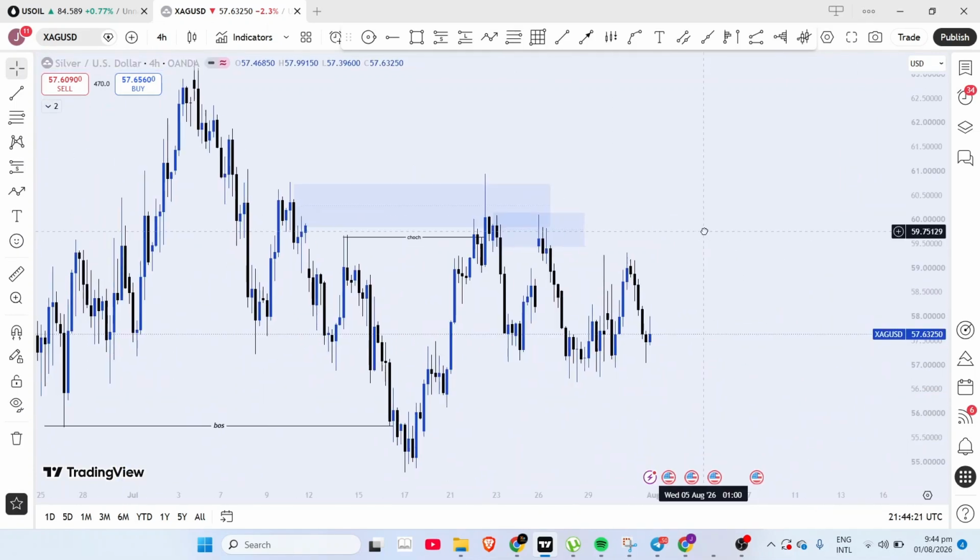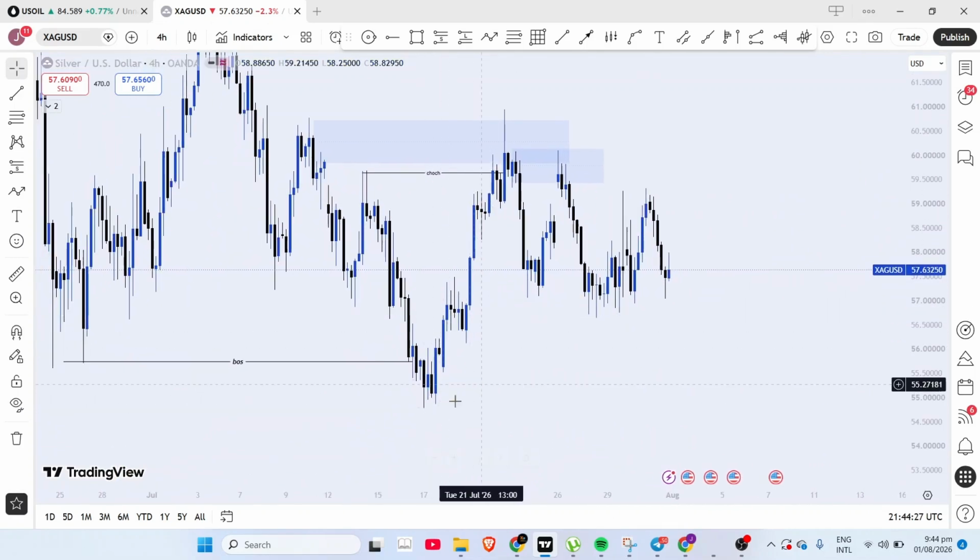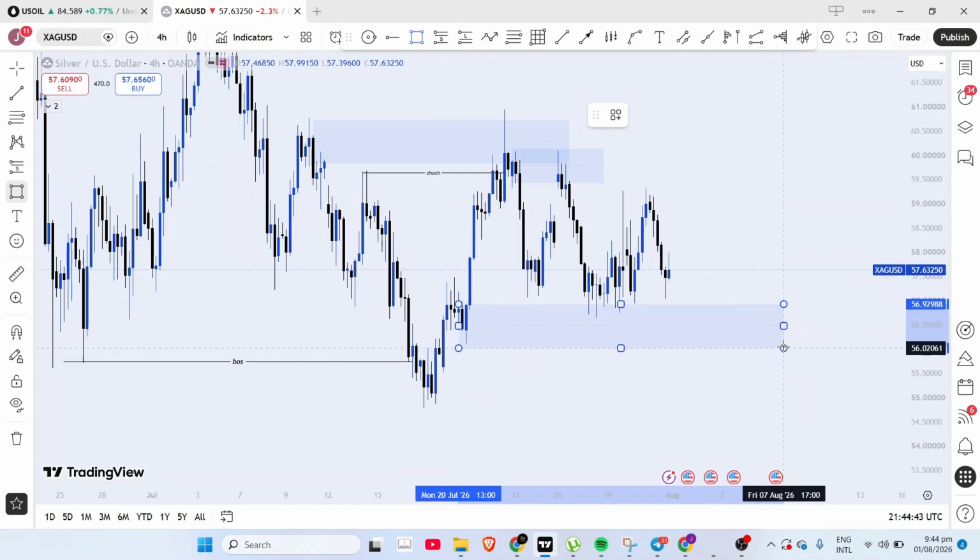So on the 4 hour time frame on silver, we have this break. This is the overall low. If price is supposed to continue lower, we will be looking to go lower to take out this low, or we can see price reacting from this zone here.